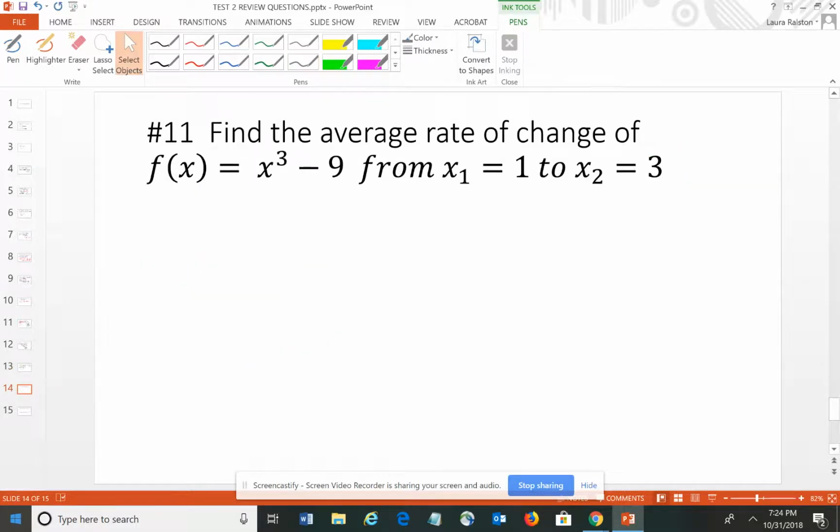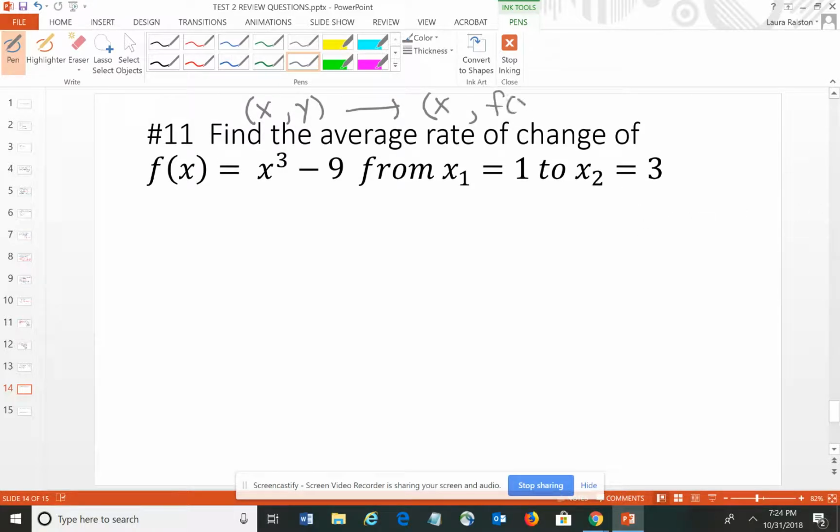I added 2 extra questions. Number 11 says find the average rate of change of f of x equals x to the third minus 9 from x sub 1 equals 1 to x sub 2 equals 3. Really, this average rate of change is similar to the idea of the slope, but instead of having the ordered pair x comma y, we think about it in terms of x comma f of x.